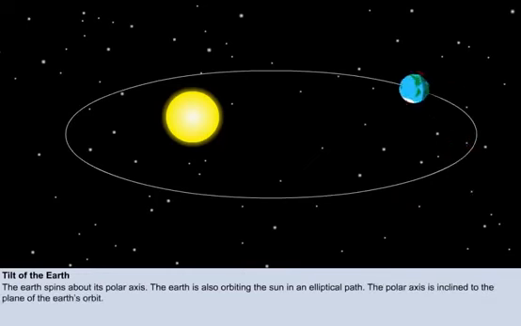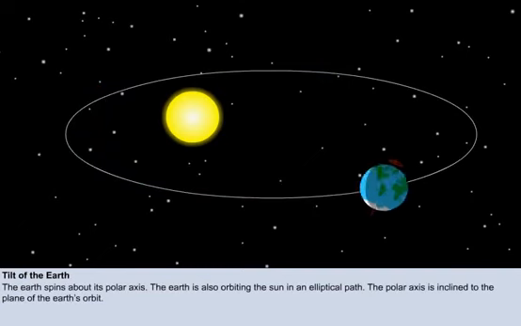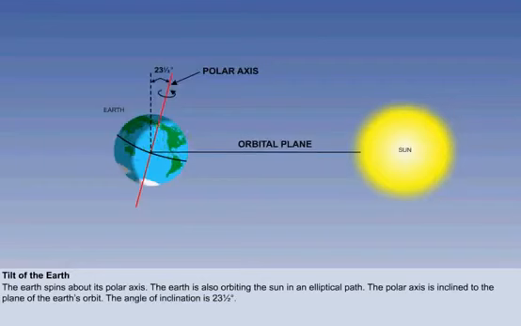An important factor of the way the Earth is spinning is that it is not spinning in an upright sense. In other words, the polar axis is not perpendicular to the plane in which it is orbiting the Sun. You can see in this diagram that the polar axis is not perpendicular to the orbital plane. The polar axis is inclined towards the orbital plane by an angle of 23.5 degrees. This angle of inclination is often referred to as the tilt of the Earth.